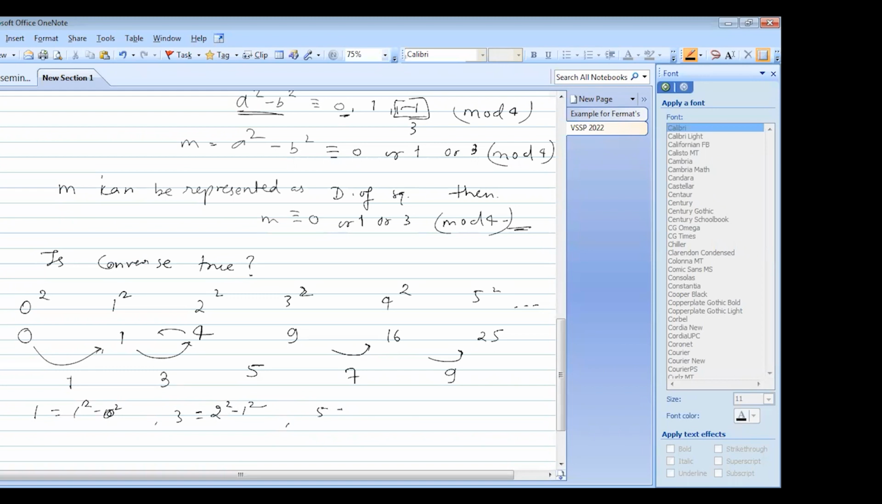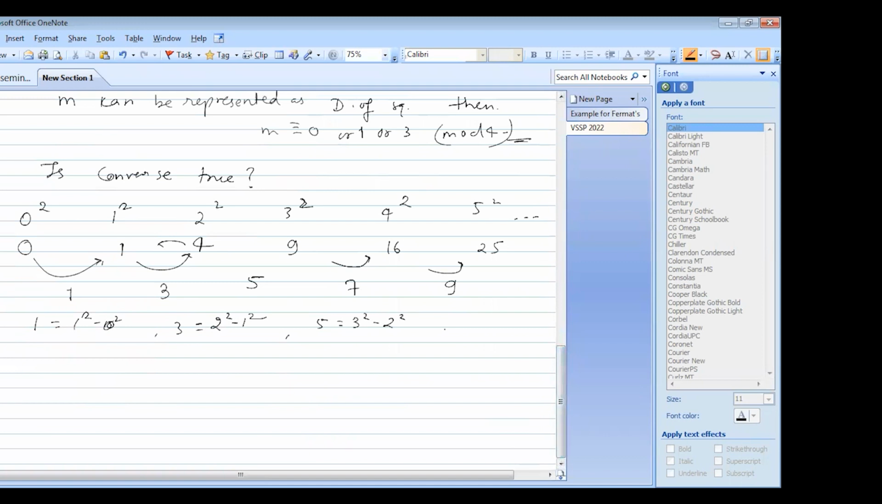Similarly, 5 is 3 squared minus 2 squared. In this manner, I can write every odd number as a difference of squares. So if I consider the above question, is the converse true or not?